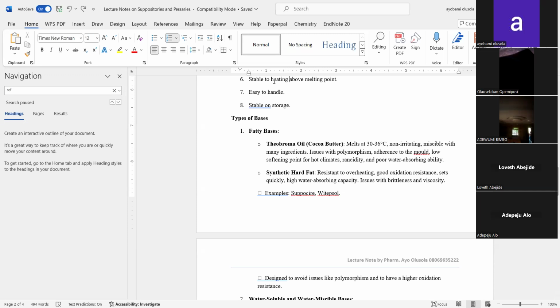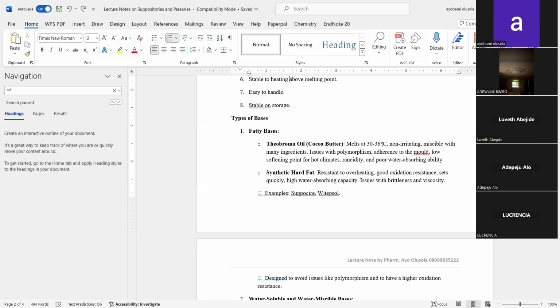37.5. So you will see that this cocoa butter is going to melt when it gets into the body because the melting point is 30 to 36 degrees Celsius. It is non-irritating and it is miscible with many ingredients. But the disadvantage is that it has issues with polymorphism, meaning that it can change its nature from crystal to amorphous and all that.